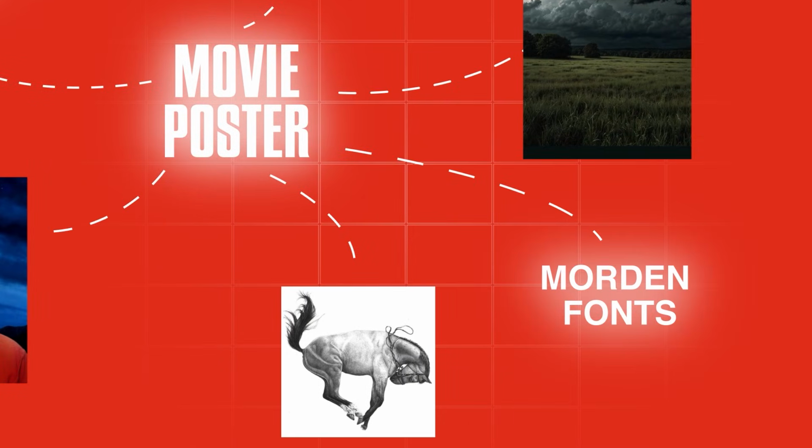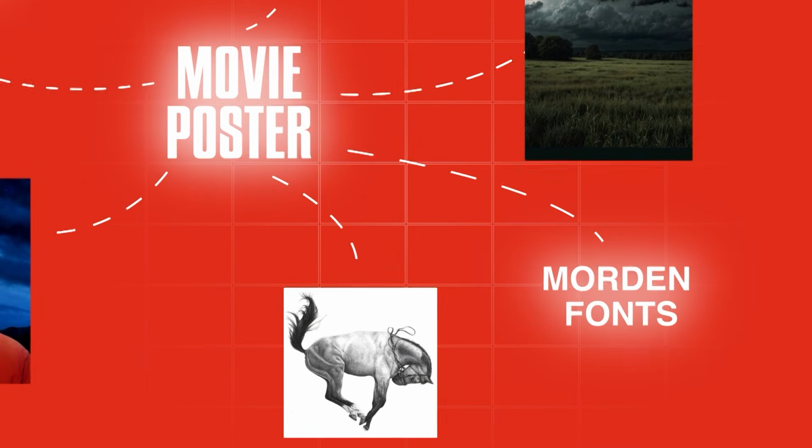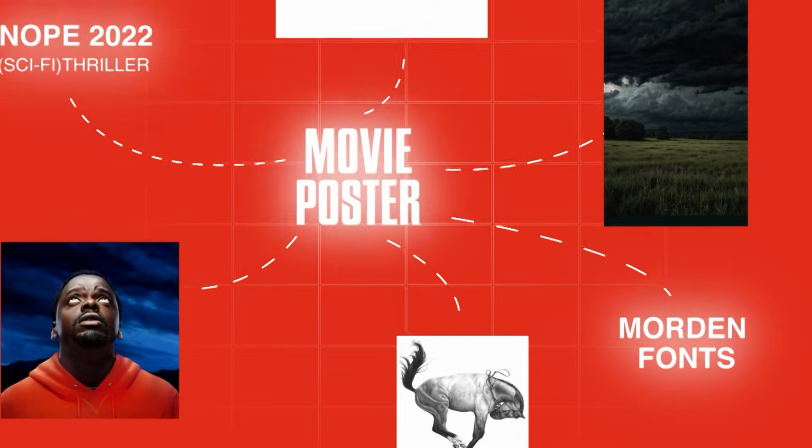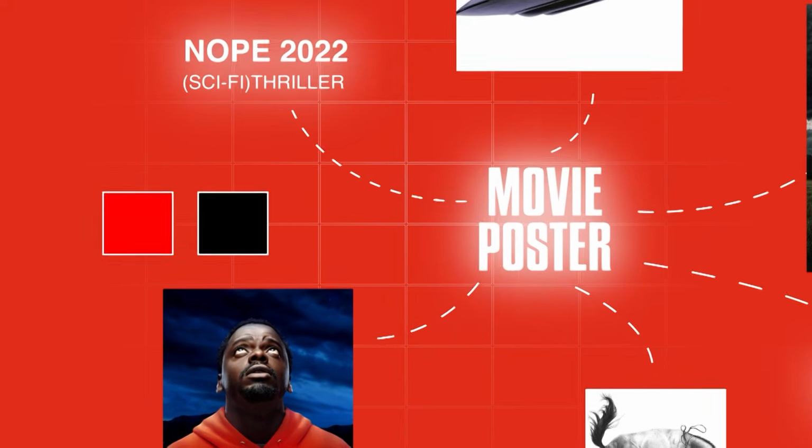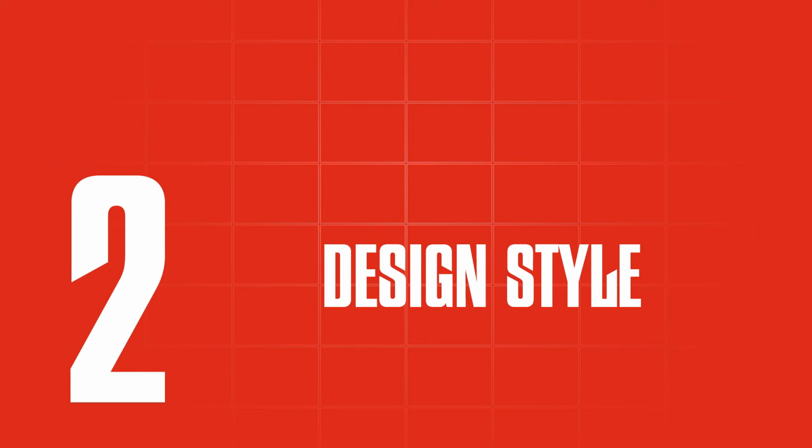And finally, when it comes to the text, it's a sci-fi thriller, so we're gonna go with the modern fonts. And when it comes to the colors, we have to choose whatever colors used in the movie. Just for the tutorial purpose, I'm gonna use red and black. Alright, I guess we have enough elements to design this poster. Now let's look at the next process.